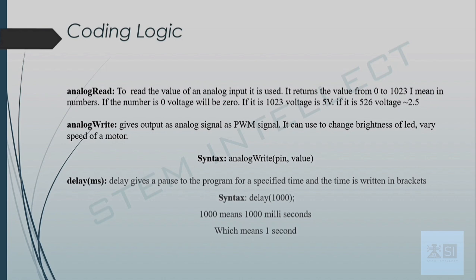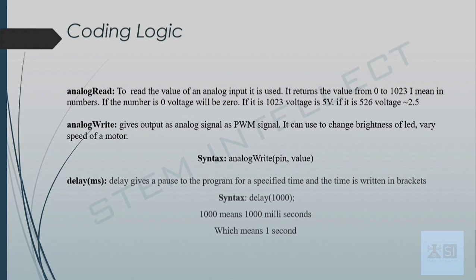Okay, so the next thing is analog write. So it gives output as an analog signal, as PWM signals. Okay, it can be used to change the brightness of an LED, vary the speed of a motor, etc. So we can use it that way. So the syntax is analogWrite, and in brackets you have to write pin, comma, value.